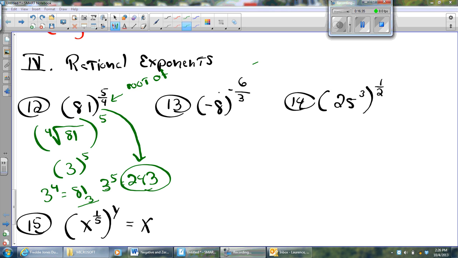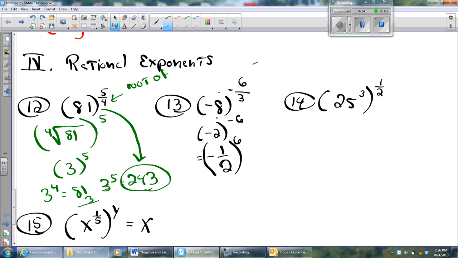All right. So now this one here, I could do the third root of negative 8, which would be negative 2, and then raise it to the negative 6th power, which would be the same as the negative 1/2 raised to the 6th power, right? I use the reciprocal. And then that would be the same as a positive 1 over 64. That would be the hard way to do it. It's a good way to do it, but it's more difficult.